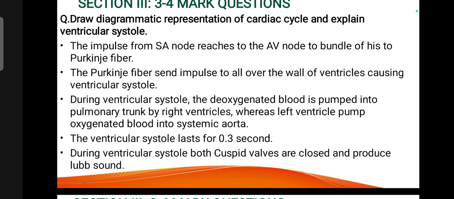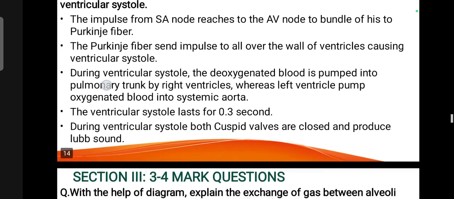During ventricular systole, the deoxygenated blood is pumped into the pulmonary trunk by the right ventricle, and the left ventricle pumps oxygenated blood into the systemic aorta. The ventricular systole lasts for 0.3 seconds. During ventricular systole, both cuspid valves are closed and produce the lub sound.